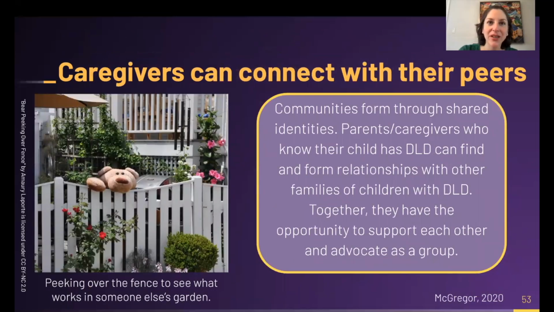When parents and caregivers have a clear label for their child's difficulties, that label serves as a point of connection with others who share the same profile. A shared term helps families start to find one another by saying, oh, I also have a child with DLD. And that connection gives them the opportunity to peek into someone else's garden, to return to our garden analogy. They're able to talk to each other and have conversations like, what's working in your garden? What's making your flowers grow? Maybe I should try that as well. Through sharing information with each other, families then have the opportunity to support each other and begin to form communities.